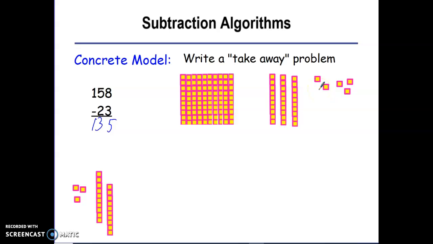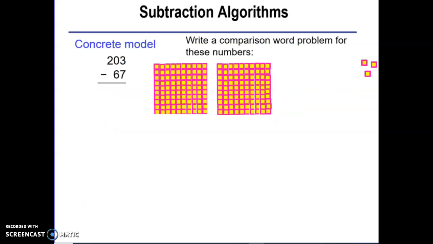So again, just like we talked about with addition, the blocks drive the problem. I start here with the concrete, and then I show how the abstract matches what I can already see with my eyes over here. 153 minus 23 is 135.